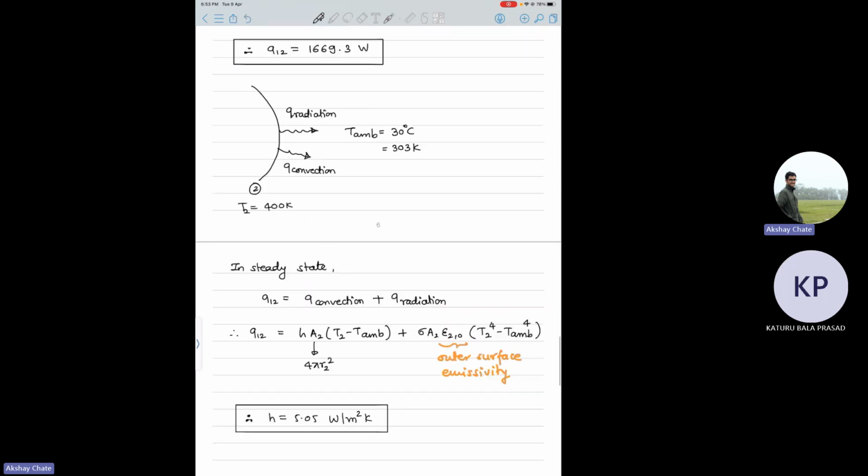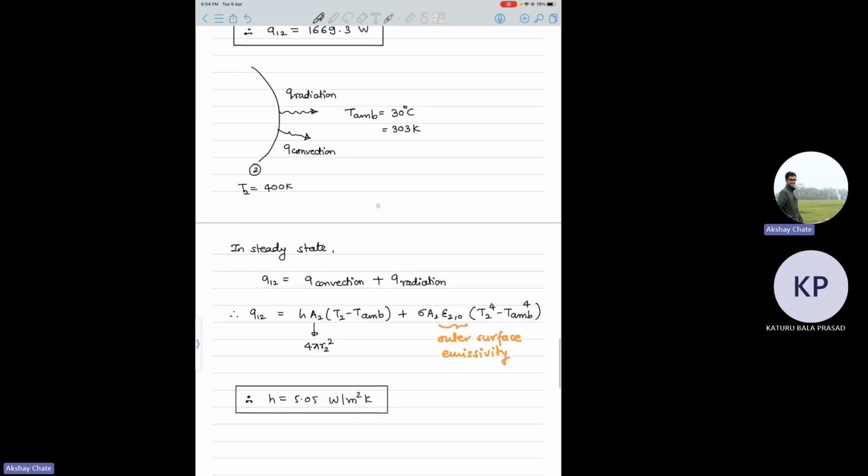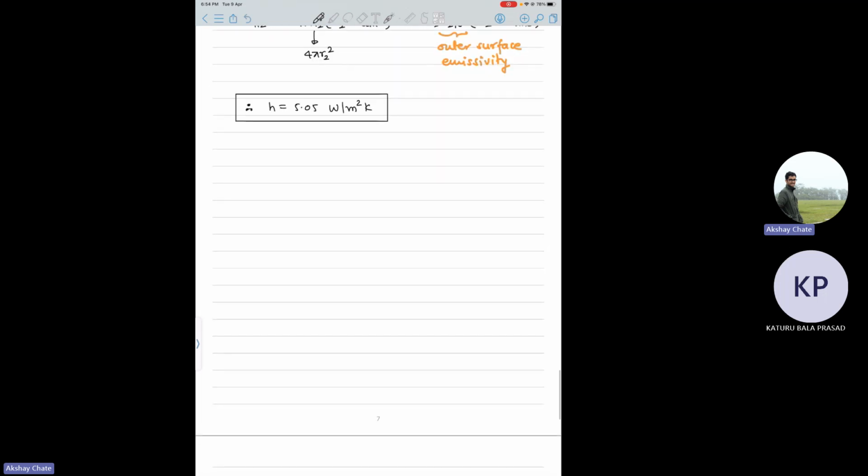So I think that is about the basic cases. Shall we move ahead to the problems on radiation shields and re-radiating surfaces? Yeah. Now we'll go to the important thing, which is radiation shields.